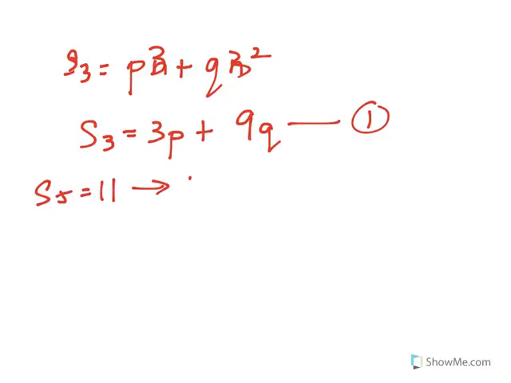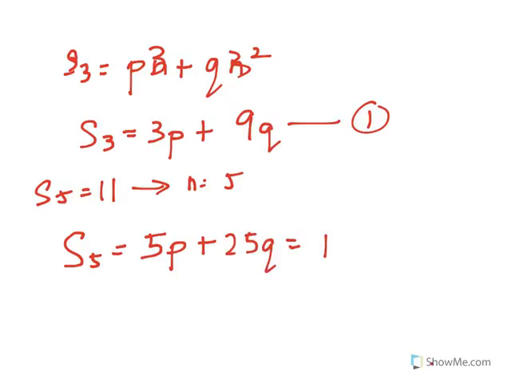Sum of 5 equals 11 means that your n equals 5. Again, sum of n equals Pn plus Qn squared. Sum of 5 equals 5p plus 5 squared, which is 25, so 25q. This is equal to 11. For the earlier part, you know that the sum of 3 terms is equal to 6. So this is the first equation and this is the second equation.